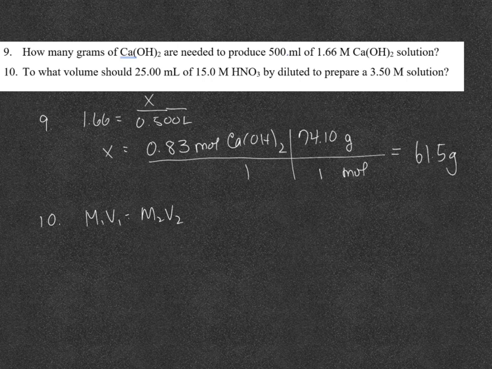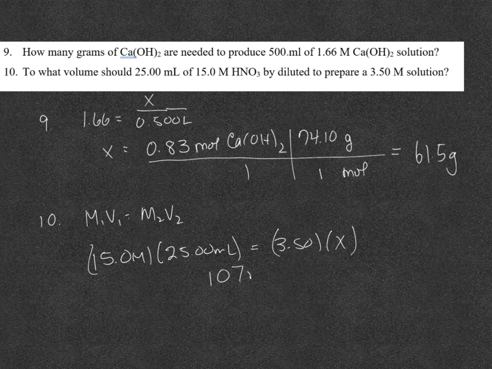So number 10, to what volume should 25 mL of a 15 molar HNO3 be diluted to prepare a 3.5 molar solution? I have 2 molarities and 1 volume. And remember, you can leave the volumes in milliliters because the conversion factor will cancel out. So I have 15 molar, and I have 25 milliliters. I want a 3.5 molar, and I want to know the final volume. Now it's just algebra. So solve, and you get 107 milliliters is what your final volume will be.